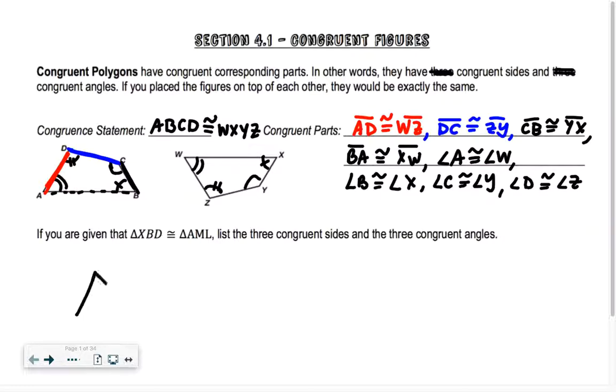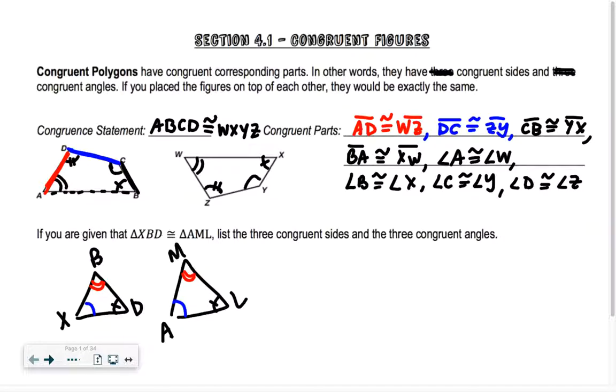So what if we have triangles? If I have triangle XBD, and I have triangle AML, and I wrote them in that certain order, so I said that XBD and AML match up, that means that angle X has to match up with angle A, right? Do you guys see it? And then angle B and angle M. And angle D and angle L.